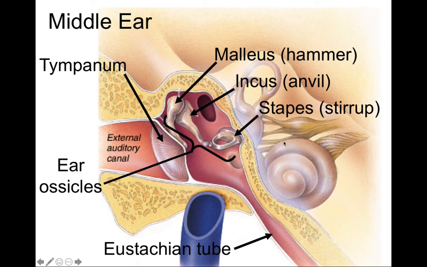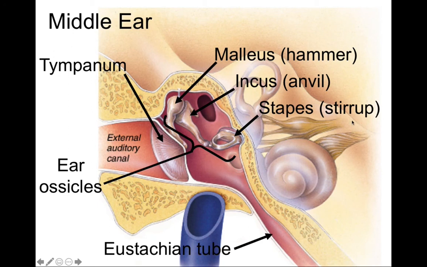Now, one last thing I will just mention here is that the malleus, incus, and stapes do get nicknames. The malleus is often referred to as the hammer, the incus is referred to as the anvil, and the stapes is referred to as the stirrup. These are common nicknames for these bones because apparently the malleus looks like a hammer, the incus looks like an anvil, and the stapes looks like a stirrup.